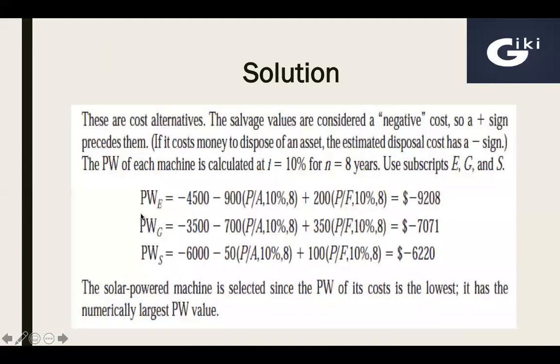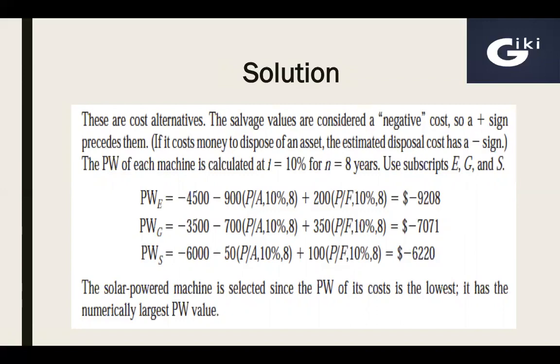Here it is. The present worth of the electric machine is minus 4,500, that is the initial investment at time 0, so we write it as it is. Then minus 900, these are outflows every year, so we need to calculate the present worth of this annual series of payments, so P over A factor for 10% and 8 years, plus 200 salvage value at the end of the 8th year. We need to convert it to a present amount at time 0, so 200 P over F factor for 10% and 8 years. And the present worth of the electric machine is $9,208. This is a negative amount.